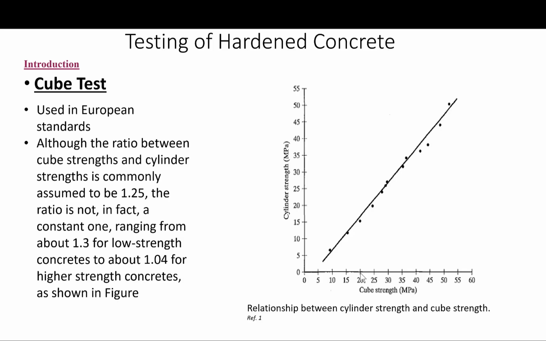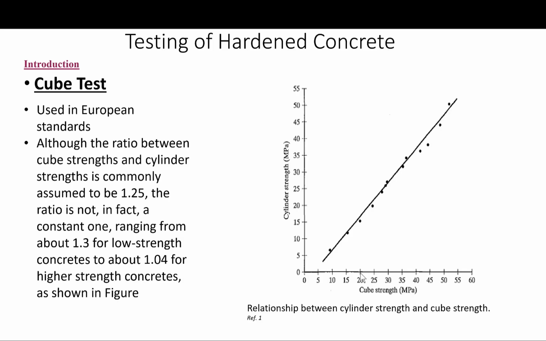Cube tests are used as the normal compressive tests in the UK, Germany, and some other parts of Europe. The British standards require a 150 millimeter cube, a 6-inch cube mold, which is filled in 3 layers, each layer being rodded 25 times with a 25 millimeter square rod. Alternatively, the cube may be compacted by vibration.